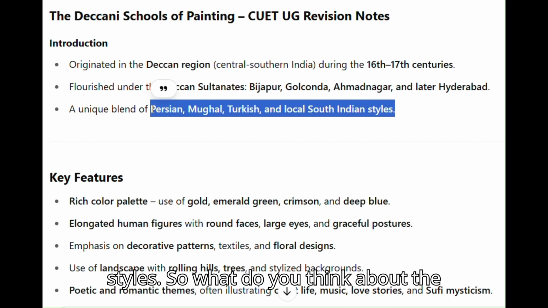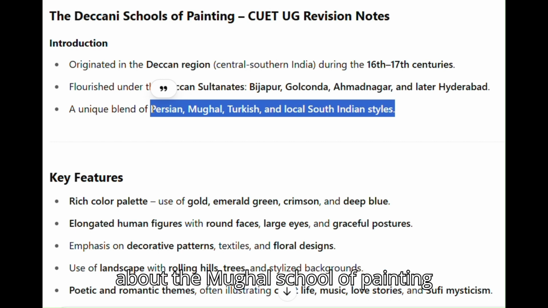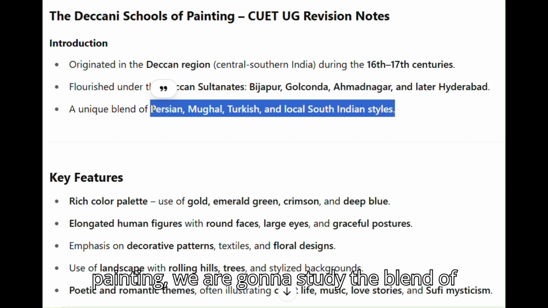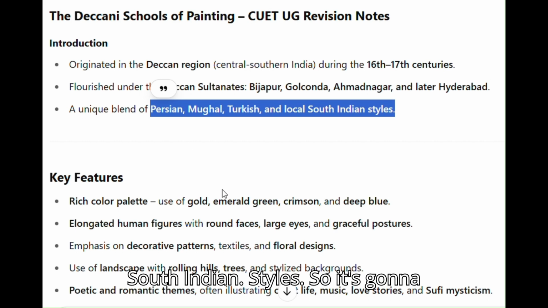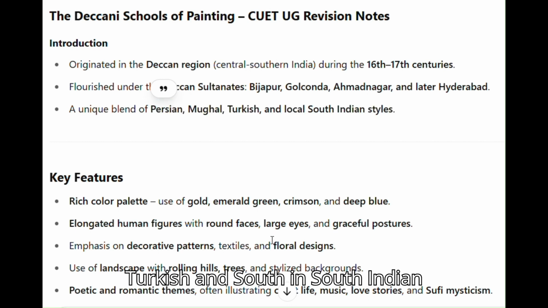So, what do you think about the blend of Indian? Okay, Indian and Persian style. Yes, you are right, that's the Mughal school of painting. Over here, in the Deccan school of painting, we are going to study the blend of Persian, Mughal, Turkish, and local South Indian styles. So we're going to add the Persian, Mughal, Turkish, and South Indian styles.